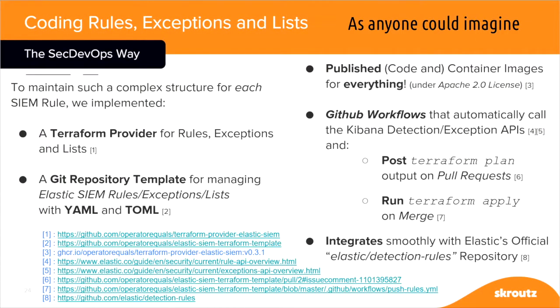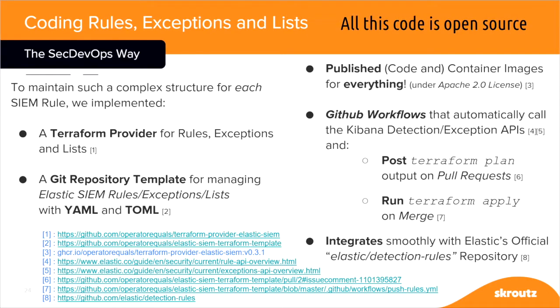As anyone could imagine, maintaining such a complex structure for each SIEM rule is not a piece of cake. That's why infrastructure as code is one way. So every SIEM rule is implemented by a Terraform provider, abstracted by a repository template that manages the YAML and TOML files of rules, exceptions, and items. Hence, the only thing you have to do is to write your own TOML file and YAML file.